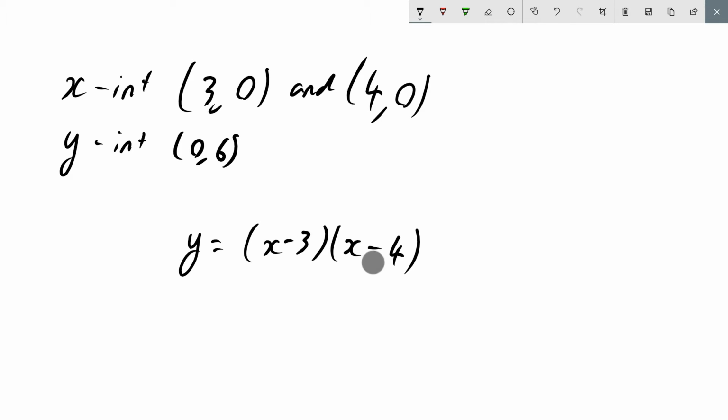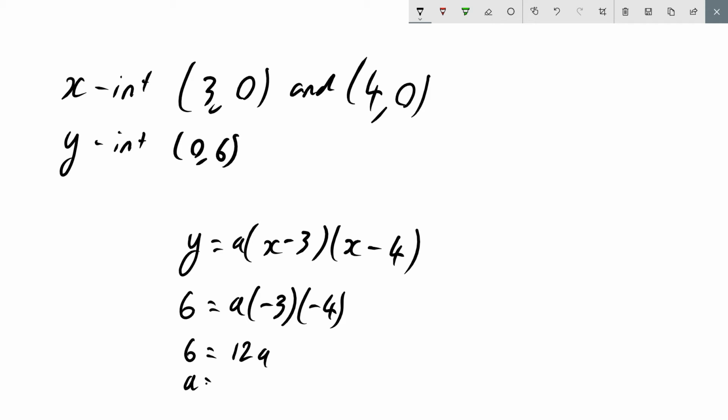So minus 3 times minus 4 gives us positive 12. We shouldn't be getting positive 12. According to the graph that we saw, we should be getting positive 6. So the easiest way to fix that is to work out what gradient you need. So a in front of here, sub in x equals 0 and y equals 6. So 6 is equal to a lots of minus 3 lots of minus 4. So then you'll get 6 equals 12a, and then you can solve for a by dividing by 12, so a equals 1 half.